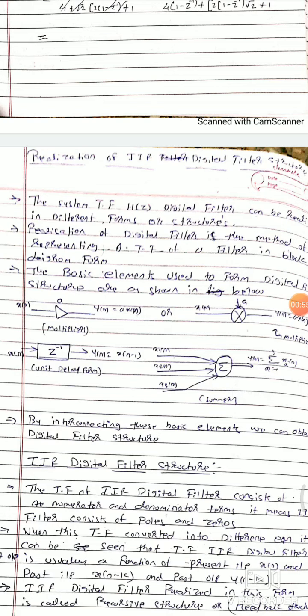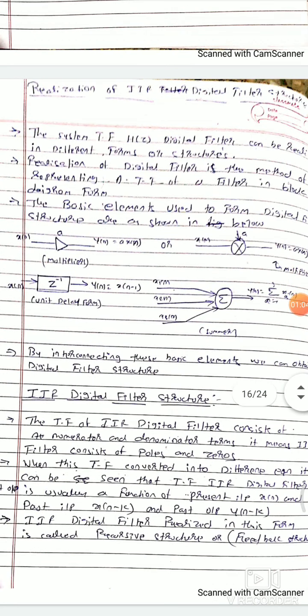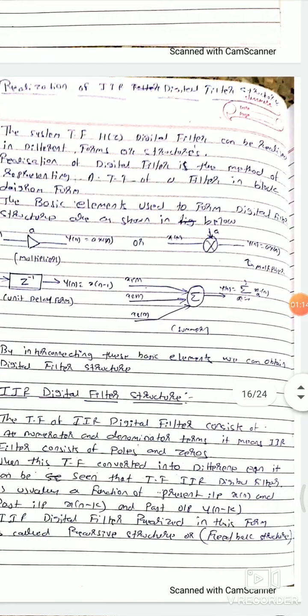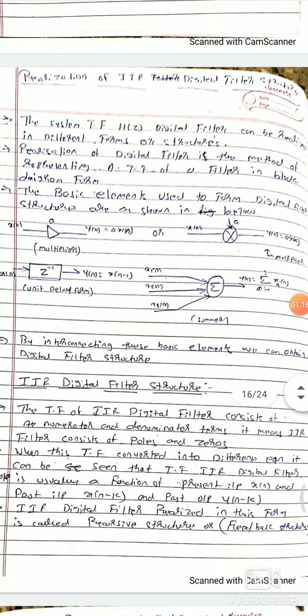So we know this H of z, digital filter H of z, can be realized in different forms and structures. To realize this we need some basic blocks, right? One is a multiplier. We know already this symbol is known as a multiplier. X of n is the input, y of n is the output, which is written as a into x of n, where a is multiplying, right? Or it can be also written in this form, right?